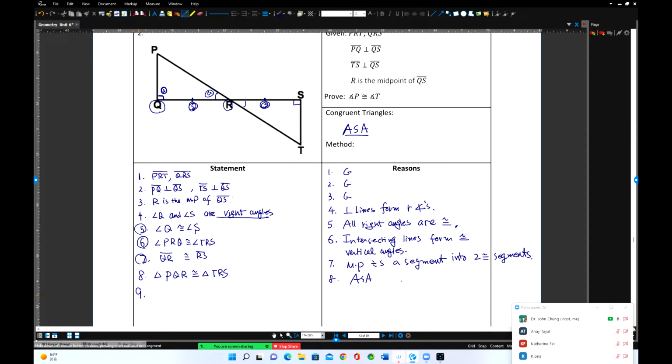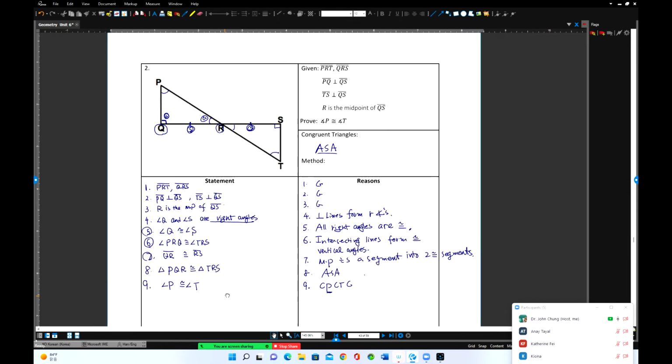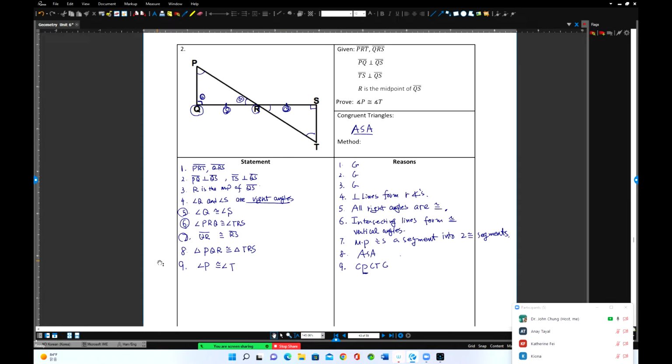After that, now you can say the corresponding parts are congruent. Where are the corresponding parts? Angle P, angle Q, corresponding angles, not sides. Angle P congruent to angle T. CPCTC, corresponding parts. It can be an angle or a side. That is okay. Yeah, that is the perfect solution. You guys can figure out this one, right? Is it okay?